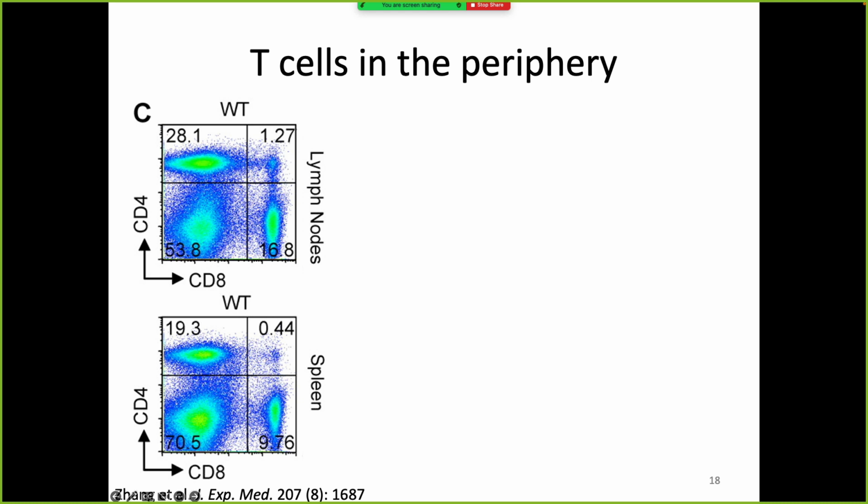So this is usually what we're thinking that we're looking for with T cells in the periphery. The one on the left is ungated. The one on the right is gated on CD3. Yes? That was your question? All right.